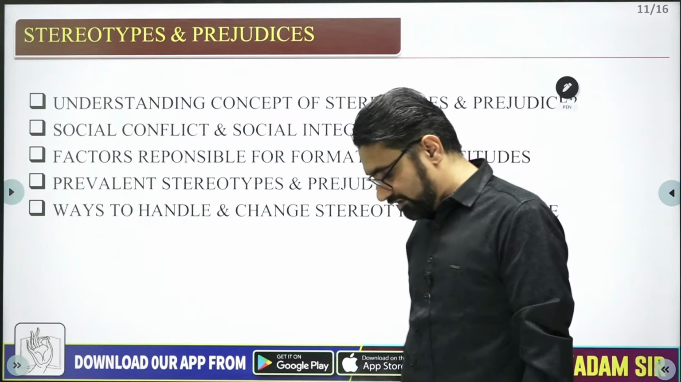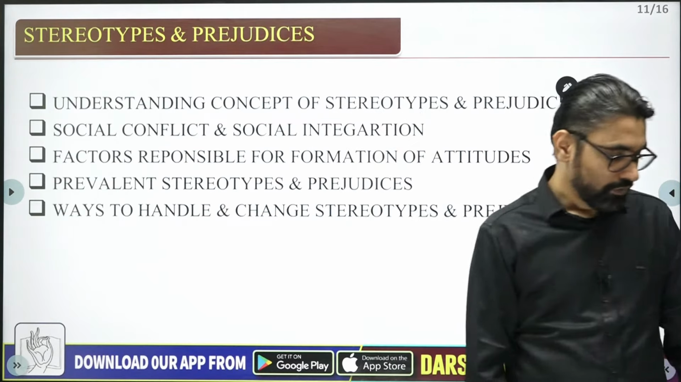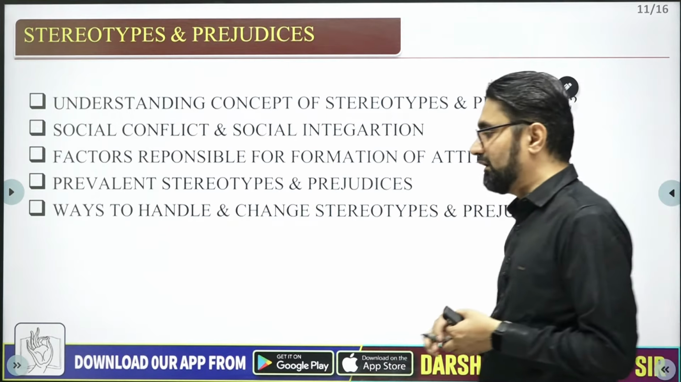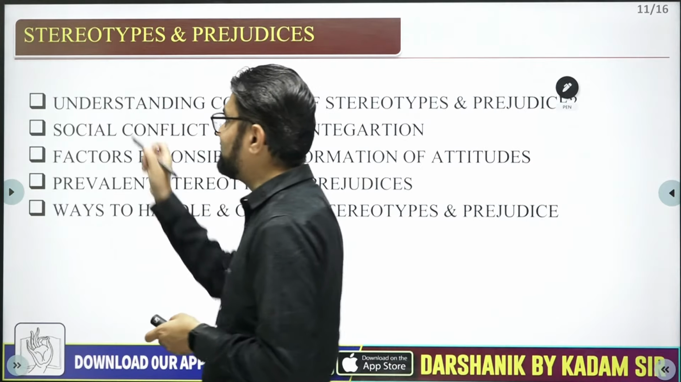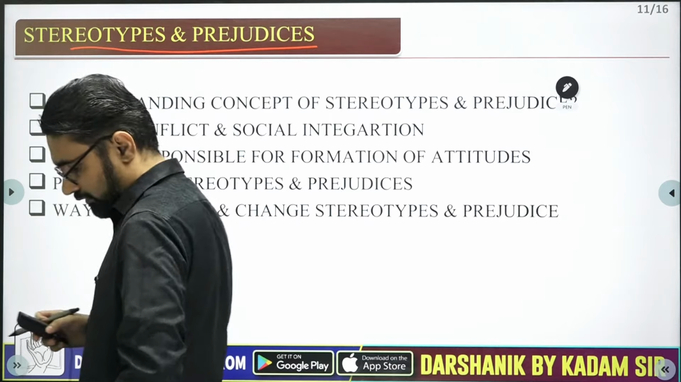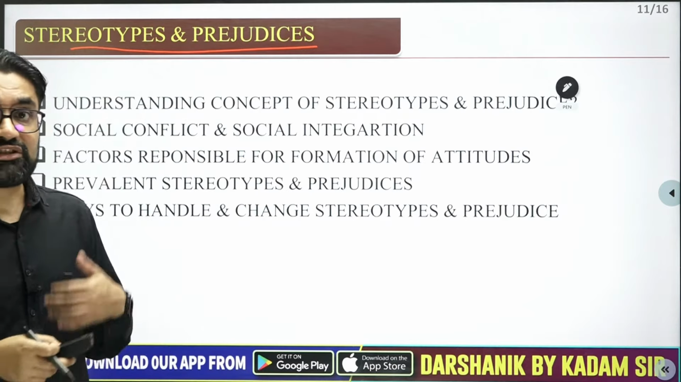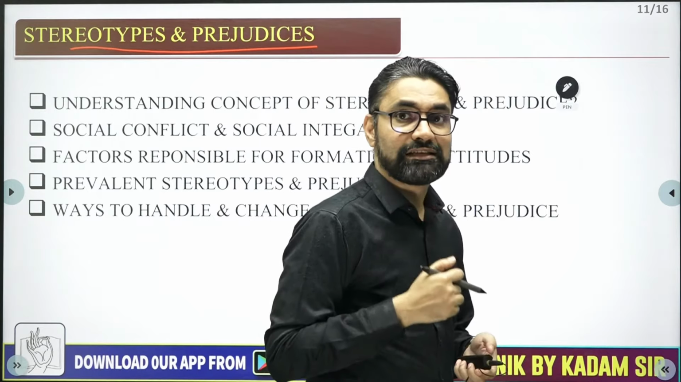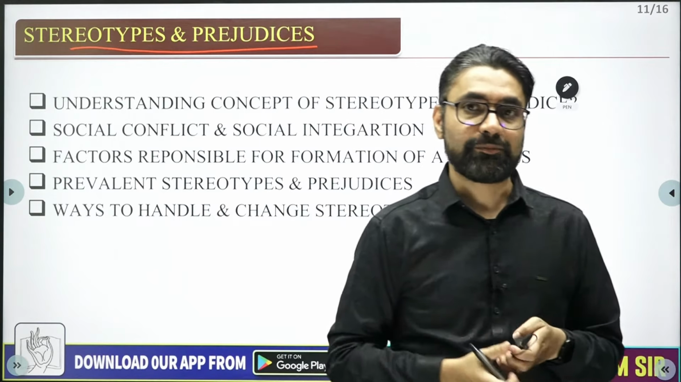Now there is one part which is not mentioned in our syllabus, but we need to study it. It is a very important part, that is stereotype and prejudice. This part, stereotype and prejudice, is very important for our classes.